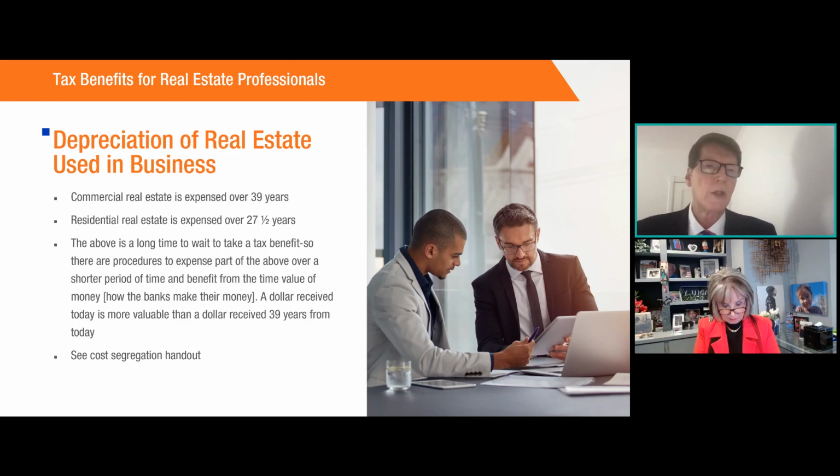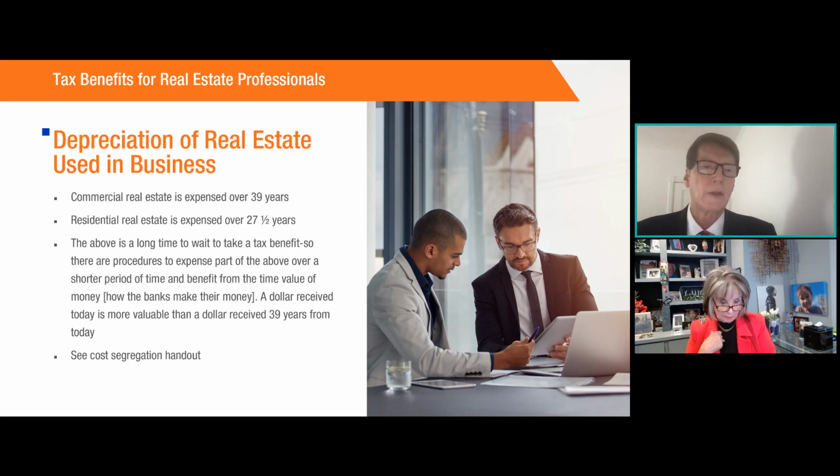So what is depreciation? Suppose you bought a building for cash, and you're a cash basis taxpayer. Unlike most expenses, you can't write off the building that you paid in cash. You have to write it off over a period of years. So if it's commercial real estate, it's 39 years, residential is 27 and a half. But you say, that's an awful long time. So what can I do? Well, there's accelerated methods of depreciation that you can elect that'll increase your depreciation.